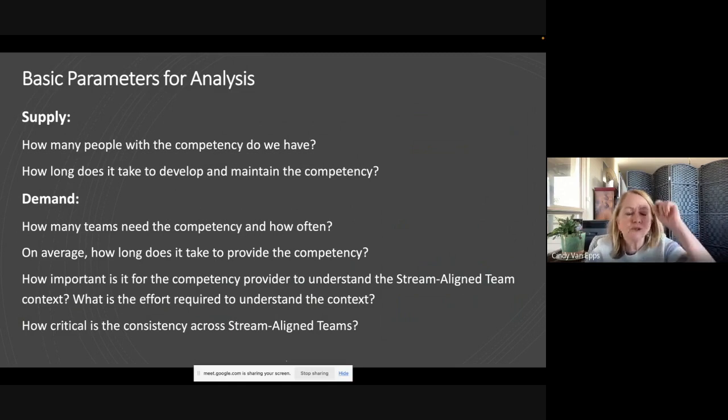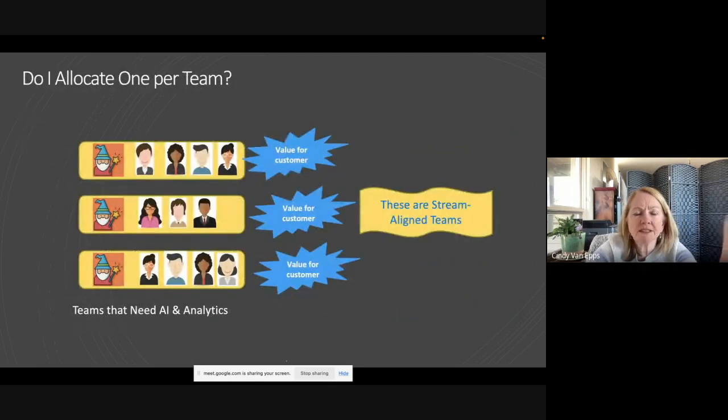And then this one is quite interesting. How critical is it that we have the consistency across all those different customer-facing efforts, known as stream-aligned teams? Well, if it's information security, it better be darn consistent. If it's thermal analytics or possibly AI, it could be more individualized. So there's a lot to consider. So do I allocate one per team? Boy, that would be the best solution.